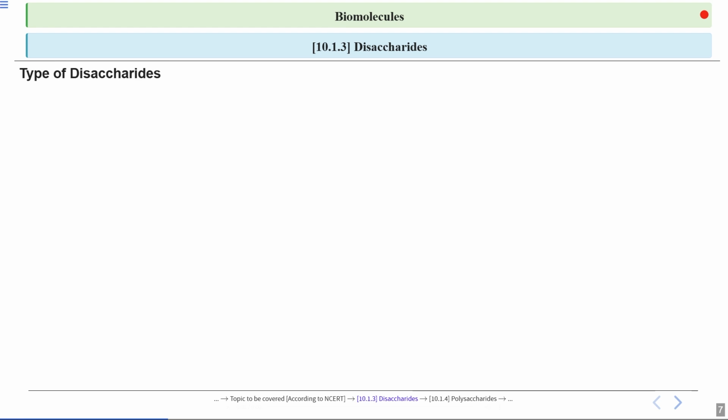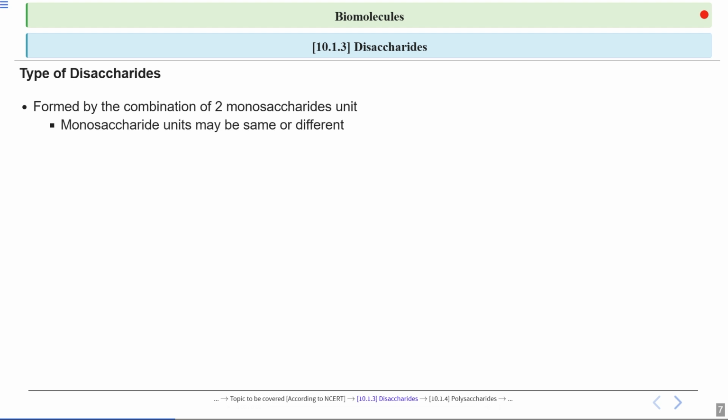Now we will see the types of disaccharides. First, two monosaccharide units join to form a disaccharide. So it is formed by the combination of two monosaccharide units. The important thing is that the monosaccharide units may be the same or they may be different. So disaccharides are of two types, depending on whether the monosaccharide units are the same or different.